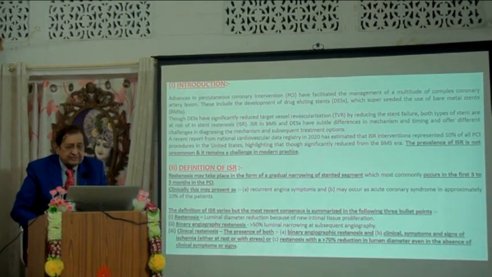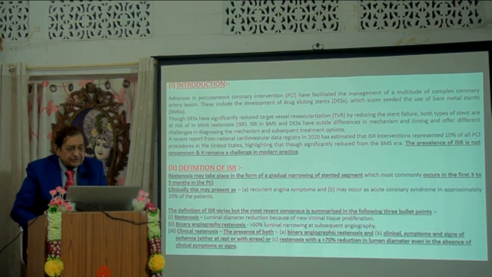In-stent restenosis in bare metal stents and in drug-eluting stents have subtle differences. There is only a little difference in mechanism and timing, and they offer different challenges in diagnosing the mechanism and in subsequent treatment options.